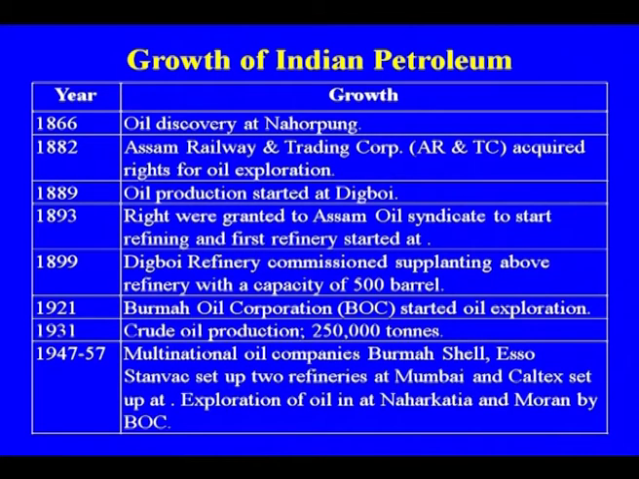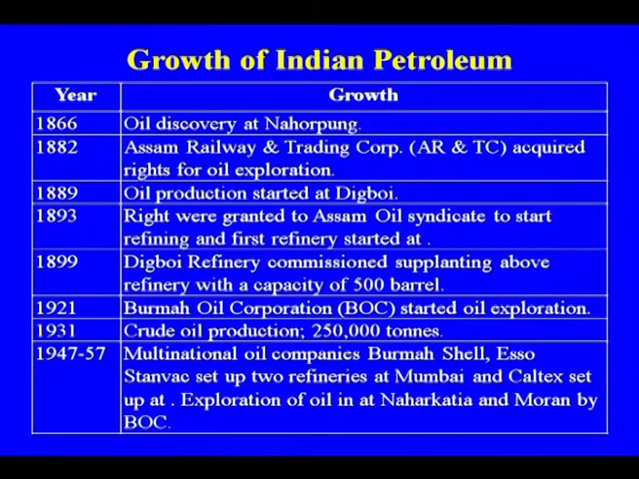The multinational oil companies Burmah Shell and Esso set up two refineries at Mumbai. Earlier it was first the Assam Oil Company, and then Burmah Shell started, which is now BPCL, and the other was Esso, which is now Hindustan Petroleum. So these were some of the earlier refineries which were started.